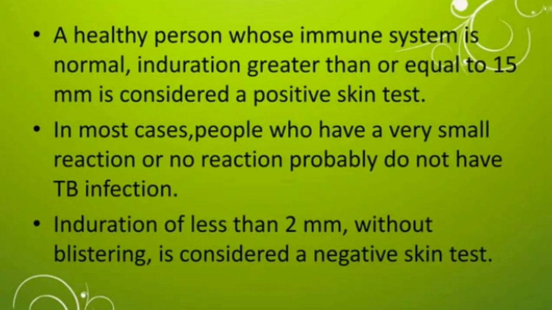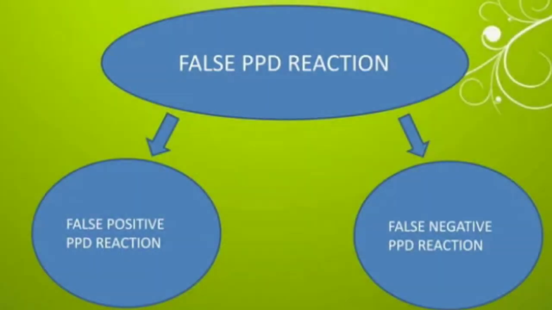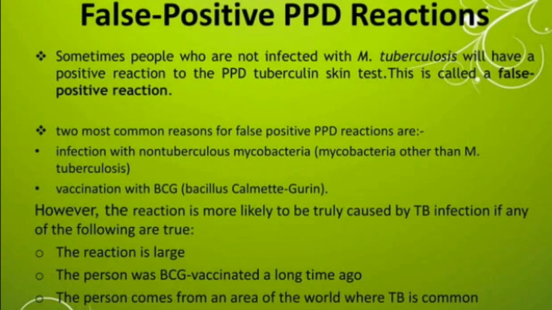In a healthy person whose immune system is normal, induration greater than or equal to 15 mm is considered a positive skin test. In most cases, people who had a very small reaction or no reaction probably do not have TB. Induration less than 2 mm.